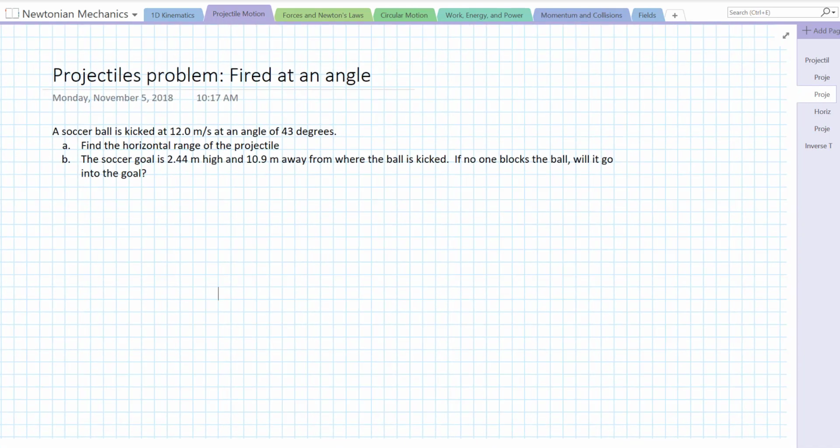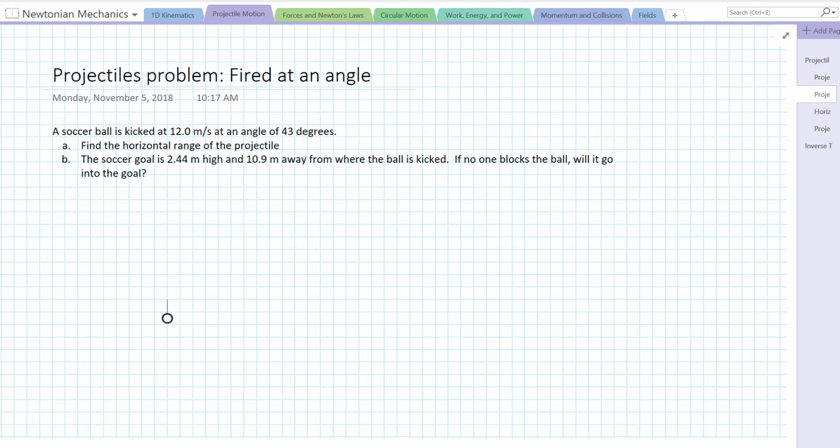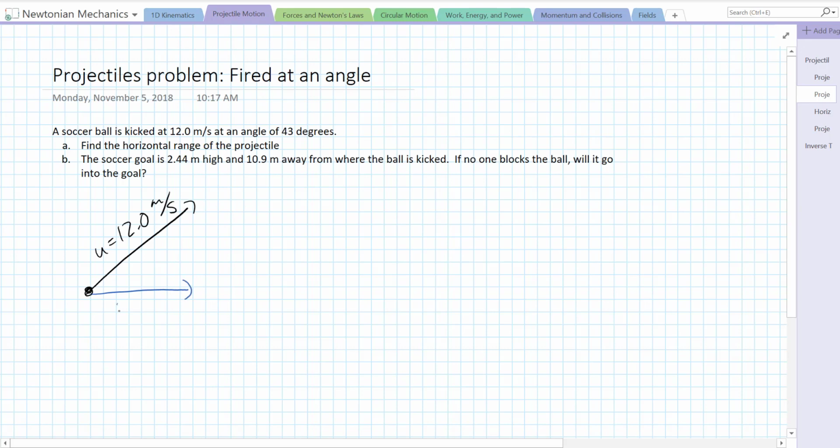So first of all, since our ball is kicked at an angle, we're going to need to find the components of the initial velocity. Since our initial velocity is u equals 12.0 meters per second, we need to find the x and y components. Let's draw our vector triangle. That's ux. This is uy. And the angle is 43 degrees.